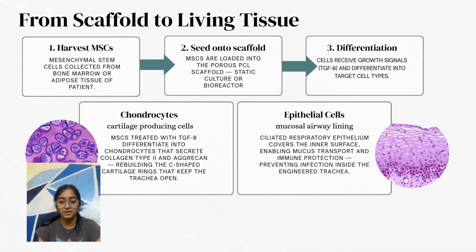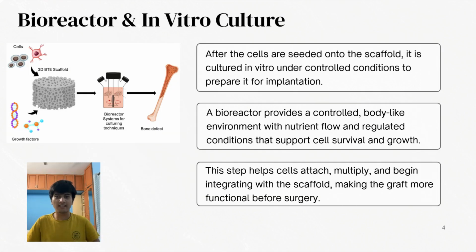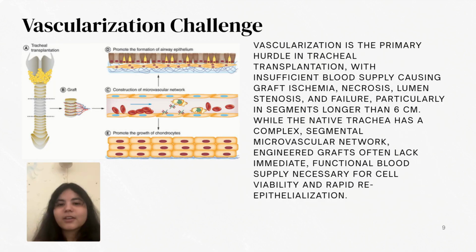the functional living tissue. Once the cells are seeded onto the scaffold, it is kept in vitro under controlled conditions before implantation. The bioreactor mimics the body environment, helping the cells get nutrients, grow, and start integrating with the scaffold.